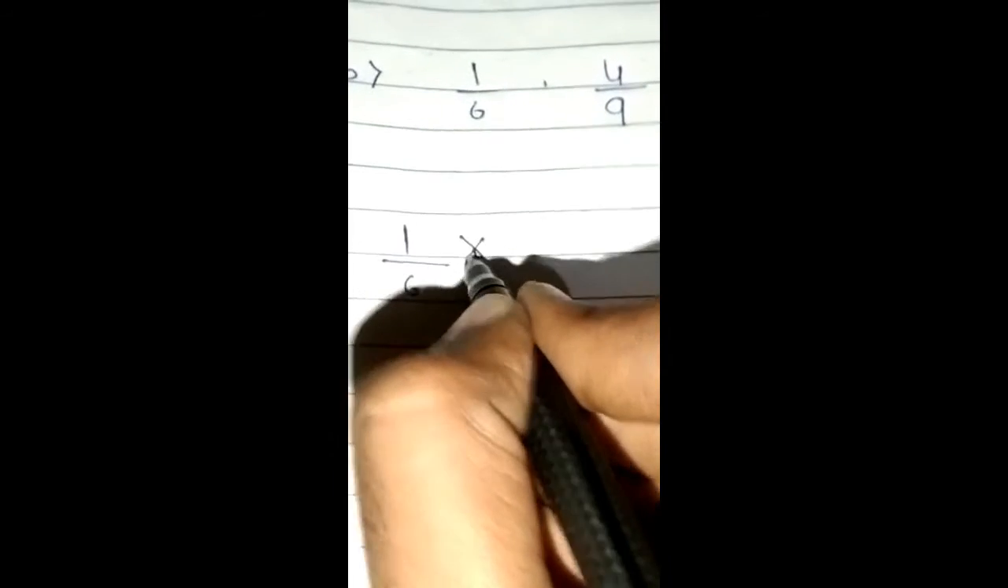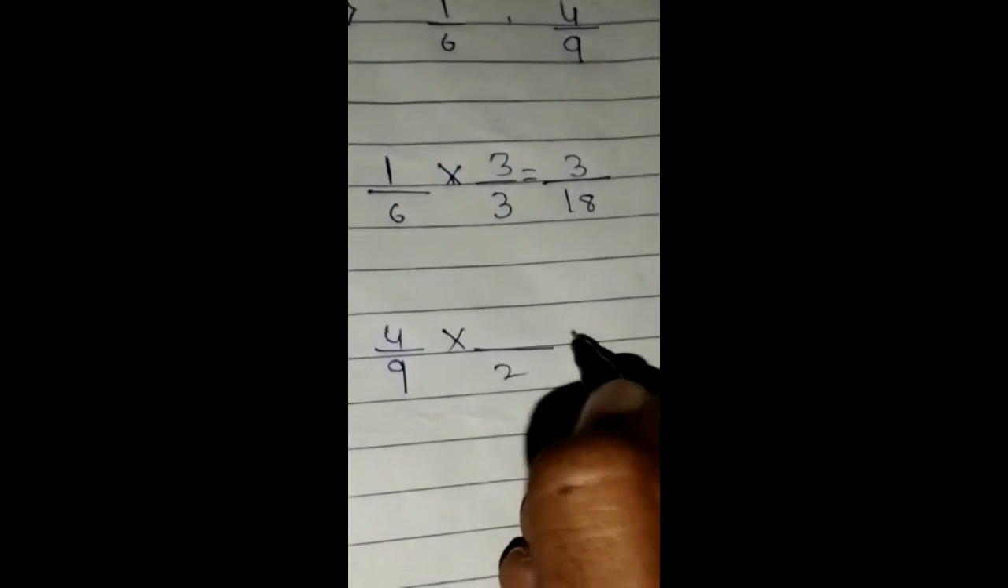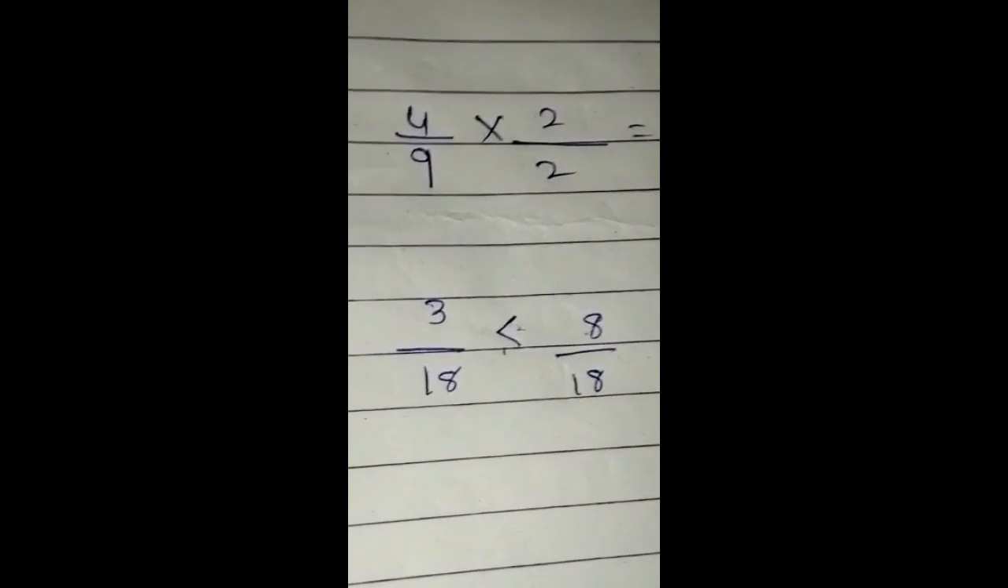Write the first fraction 1/6 multiplied by 3 over 3 to get a denominator of 18. Six threes are 18 and 3 ones are 3. The next fraction is 4/9: 9 twos are 18 and 4 twos are 8. So write these fractions as 3/18 and 8/18. Here the denominators are the same. Which numerator is greater? 8 is greater, so 3/18 is less than 8/18.